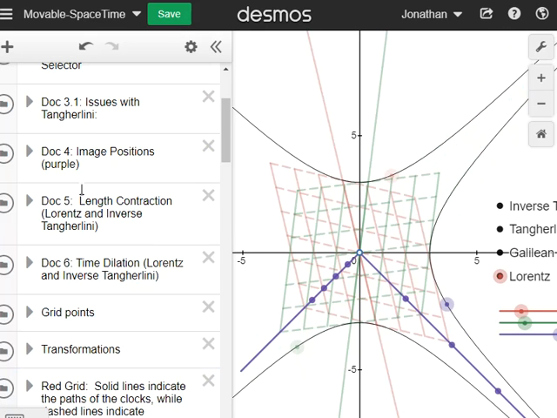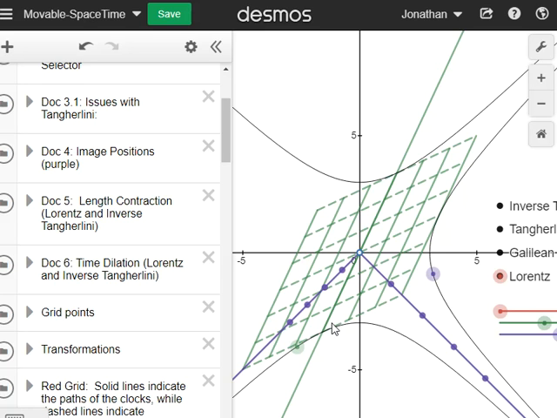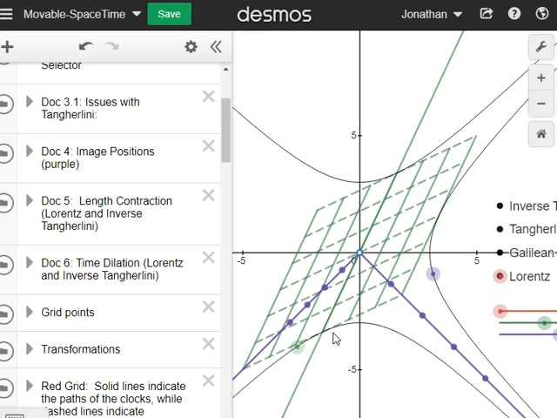I also wanted to show the length contraction and time dilation for how it's the same for the Tangerlini transformation. Notice right here the time between this event and this event, and we're going to see how that stays the same with the inverse Tangerlini transformation. So the time between this event and this event is the same amount of time as when I put it on Lorentz contraction between this event and this event.